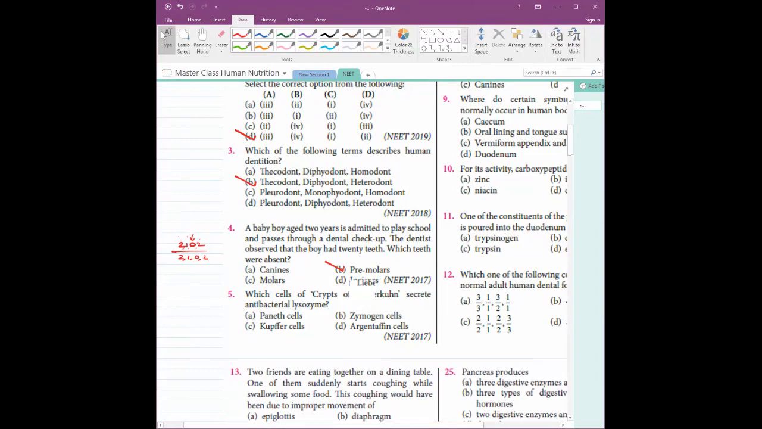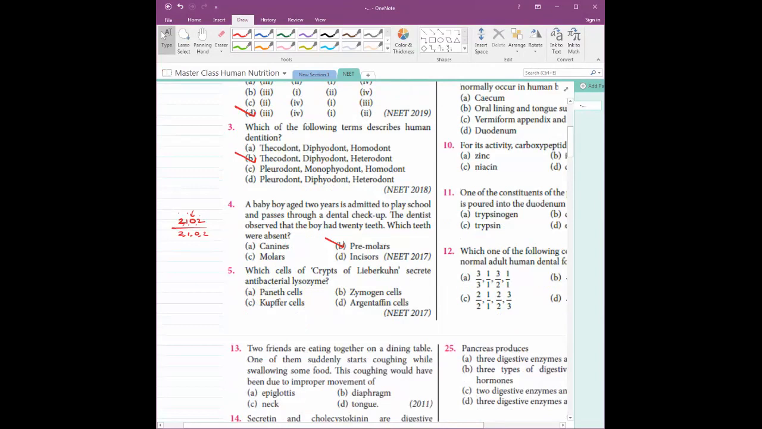Our next question goes to Rishik. Rishik, you did not answer. You answer me. Which cells of crypts of Lieberkühn secrete antibacterial lysozyme?